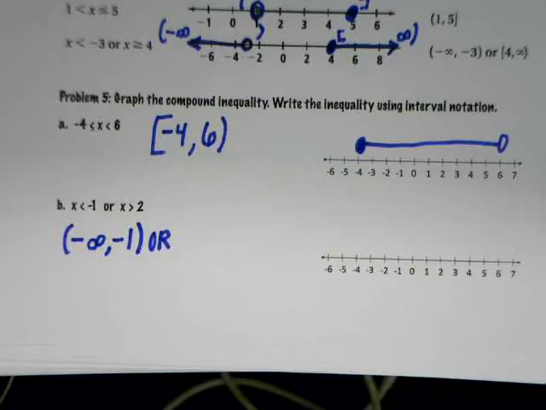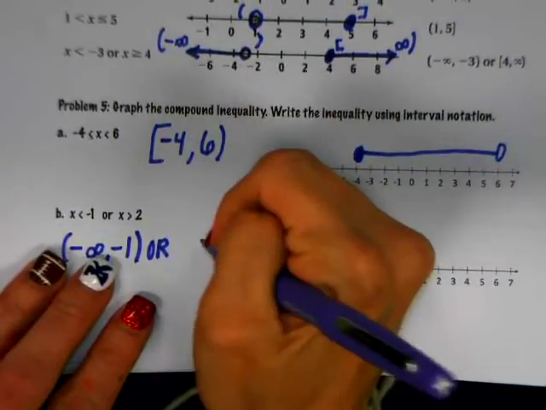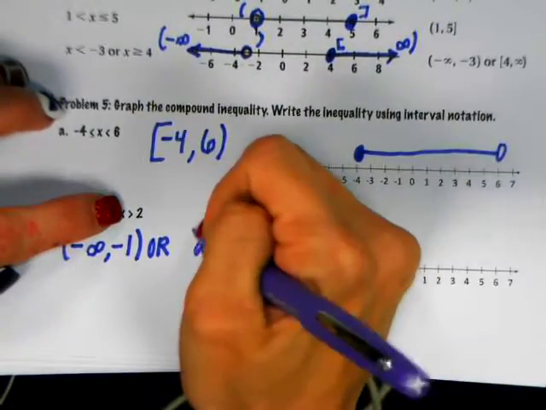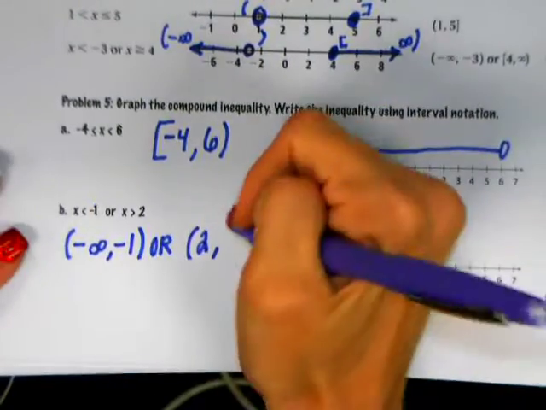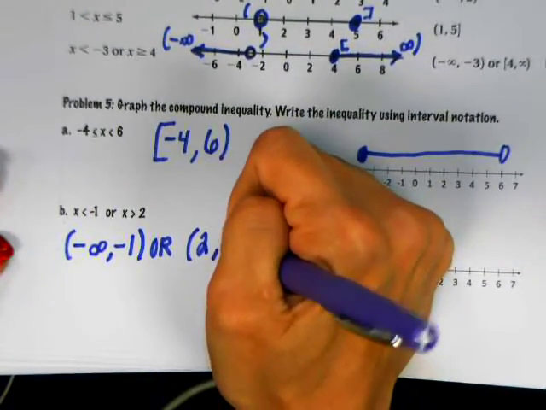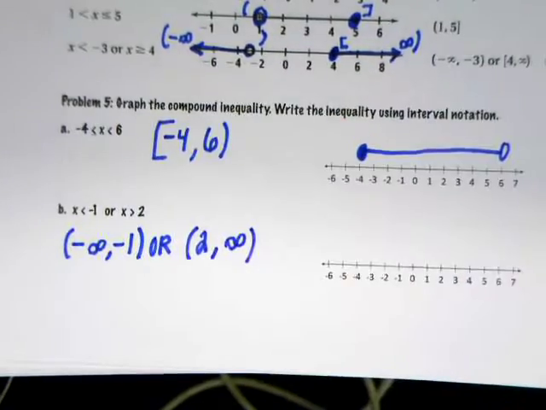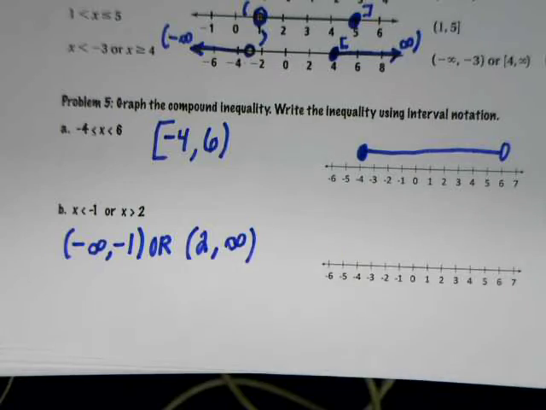And then the second one is starting at what number? 2. And then parenthesis or bracket. Parenthesis. And the arrow is going all the way to the right to what? Infinity. And that one always gets a what? Parenthesis. Yep. So these kind of look like what the graph looks like.